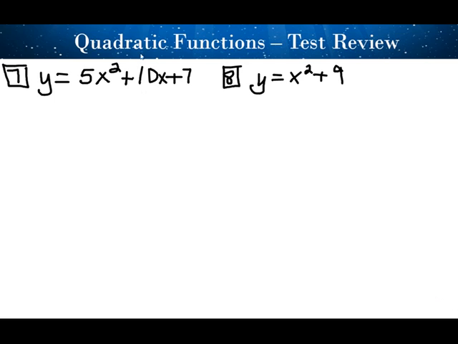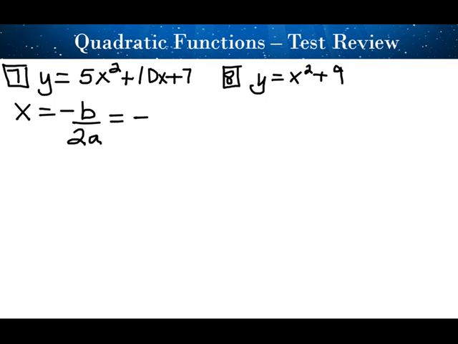Since this is in standard form, we can't see the vertex just by seeing how far it's being shifted right, left, up, or down, so I'm going to have to go find the axis. I'm going to use x equals negative b over 2a. B is the 10. A is the 5 from the original equation.